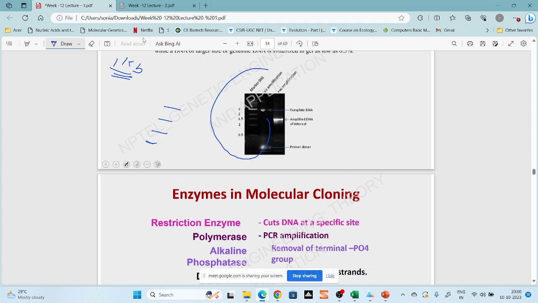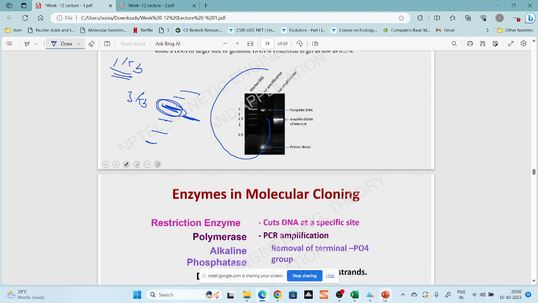Suppose the ladder is like this, and here the band represents 3 kb, and my PCR amplification will give me a band of, let's say, about 2.8 kb. If this is 2 kb, this is 3 kb, and my band is coming somewhere near the 3 kb line, then I can say it is approximately 2.8 kb, so my amplification is right. So you have to have a ladder so you can make a comparison, and then you can see whether the PCR reaction has worked right or not.